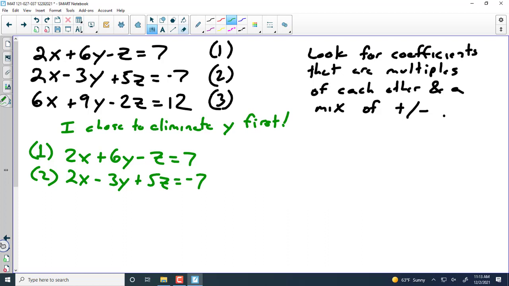And what did I do to eliminate y? Before I added them together, what did I do? If I want to eliminate y by adding them together, what's the easiest thing to do here? Multiply equation 2 by 2. Multiply equation 2 by the number 2. Everyone see that? So we'll leave equation 1 alone. And this one we'll do times 2.